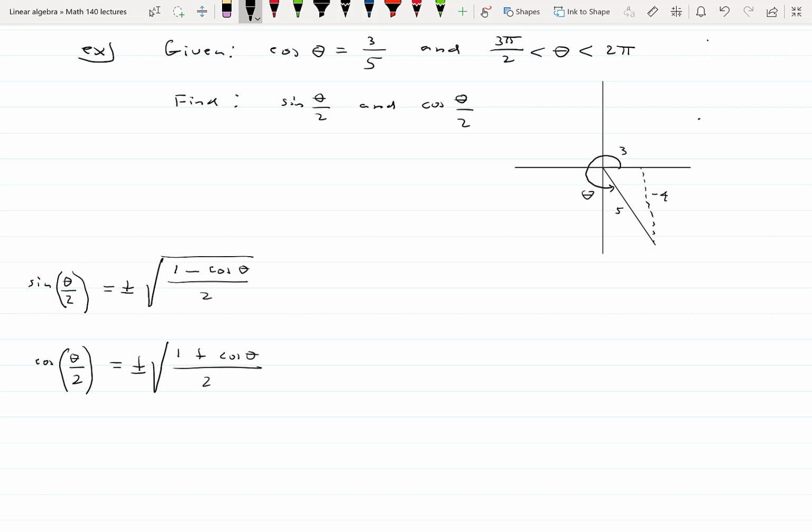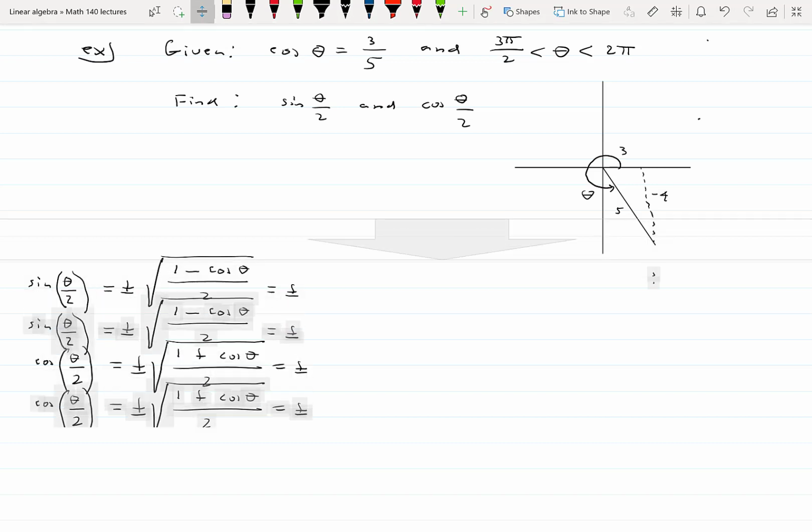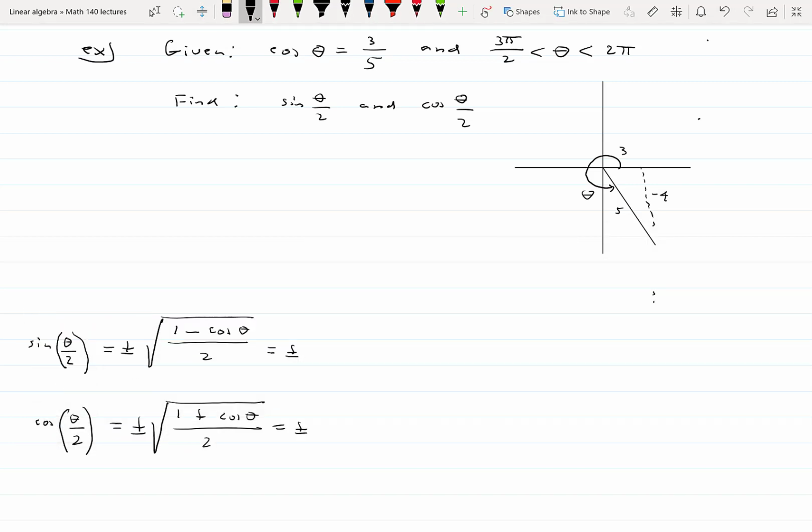So they look very similar. So this equals plus or minus. I'm going to leave the plus or minus until the very end. And by the way, it's the plus or minus that causes the big mistakes. Okay, so this is plus or minus 1 minus the cosine of theta, which was 3/5, over 2. And for the cosine, it's almost the same: 1 plus 3/5 over 2. I'll let you know when we get to the really common mistakes.